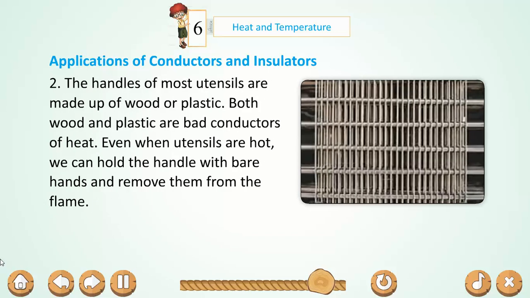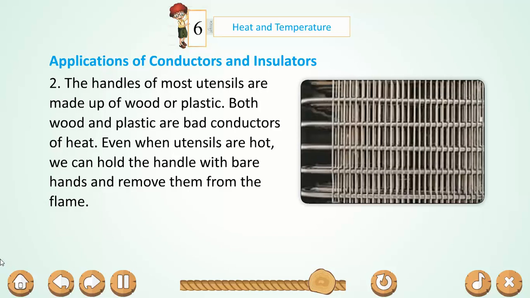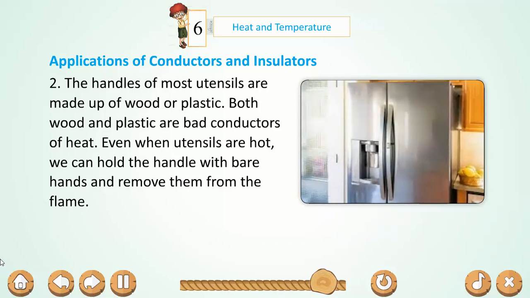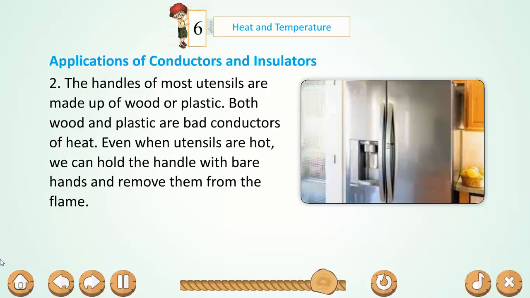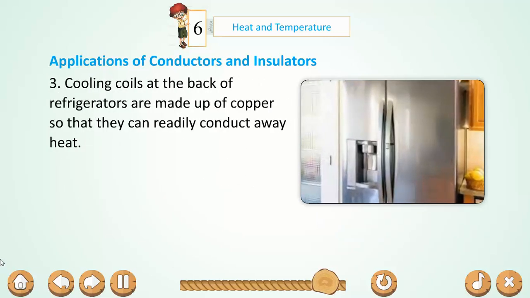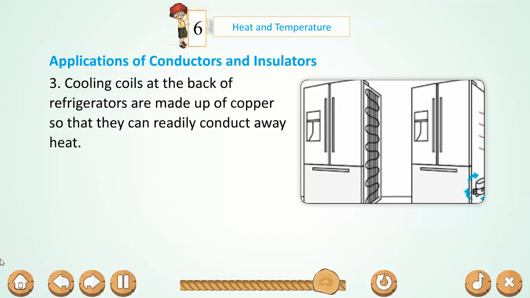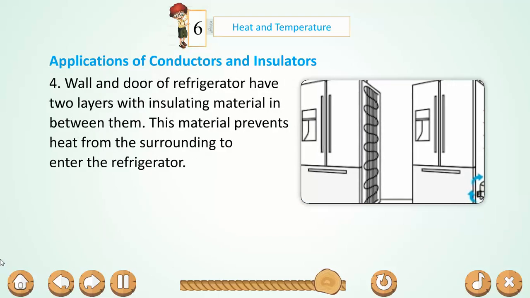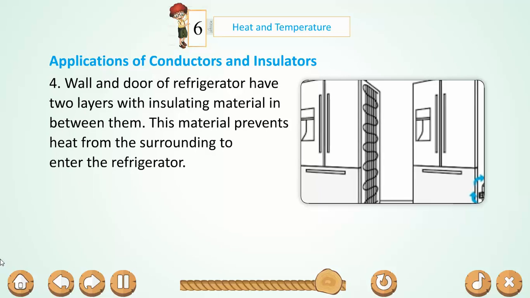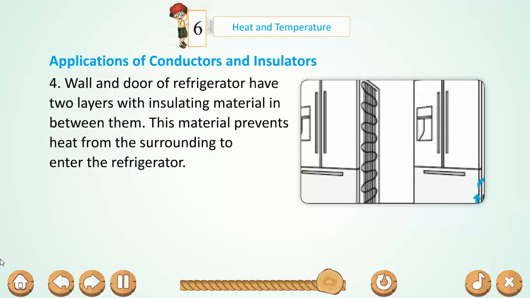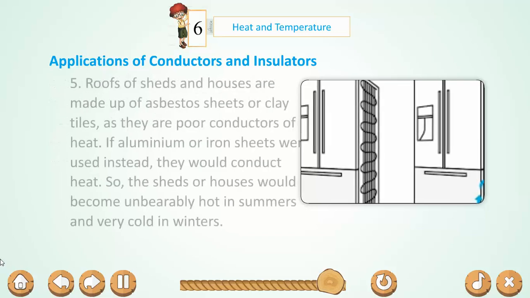The handles of most utensils are made up of wood or plastic. Both wood and plastic are bad conductors of heat. Even when utensils are hot, we can hold the handle with a bare hand and remove them from the flame. Cooling coils at the back of a refrigerator are made up of copper so that they can readily conduct away heat. Walls and doors of a refrigerator have two layers with insulating material in between them. This material prevents heat from the surroundings from entering the refrigerator.